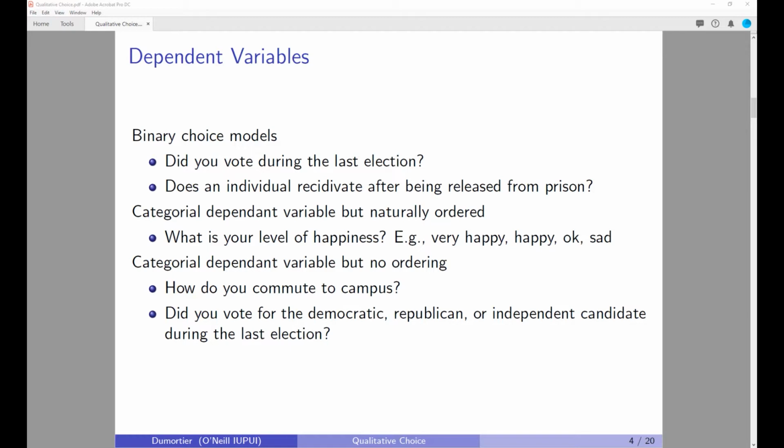If I ask people, how do you commute to campus, then it can be either, say, car, bus, walking, bike, etc. You can also extend that to the elections if you ask people whether they are voting Democrat, Republican, or Independent. There is no natural ordering in those questions. The term qualitative choice modeling comes from the agricultural economics or applied consumer research literature. For example, researchers are interested whether consumers are picking, say, beef, pork, or chicken based on certain attributes.